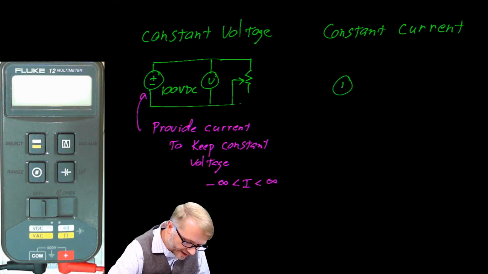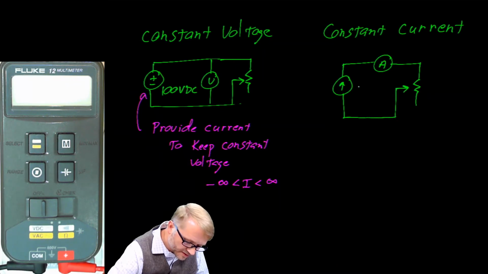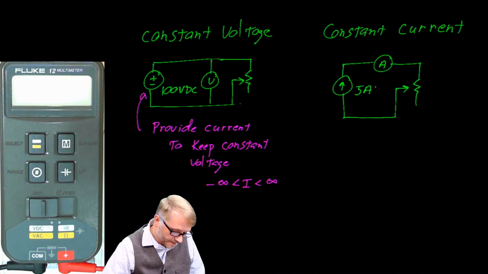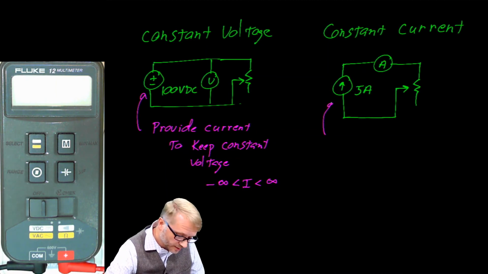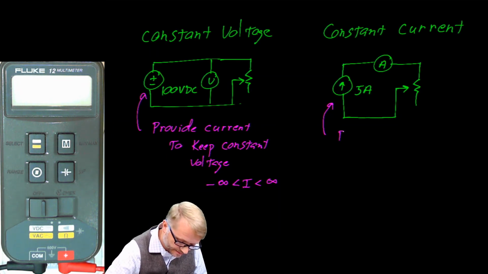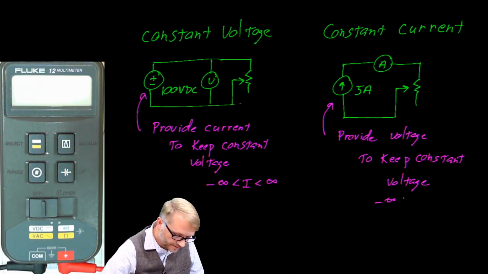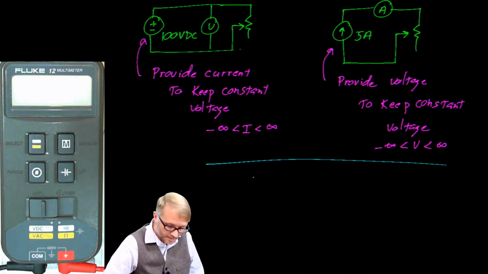Here is a circuit for a constant current source, again with a variable load. For sake of discussion, we'll call this 5 amps. The constant current source will provide whatever voltage is necessary to keep the current constant. That voltage could go anywhere from negative infinity all the way to positive infinity. These are mathematical models.